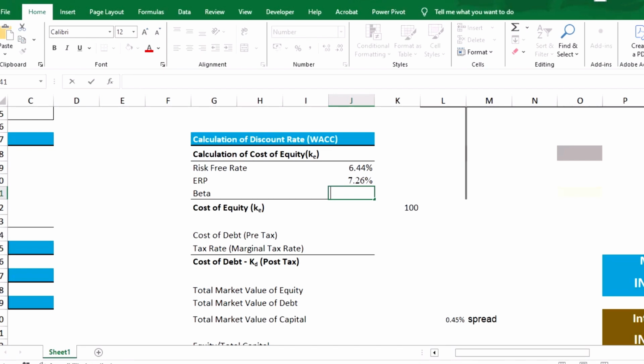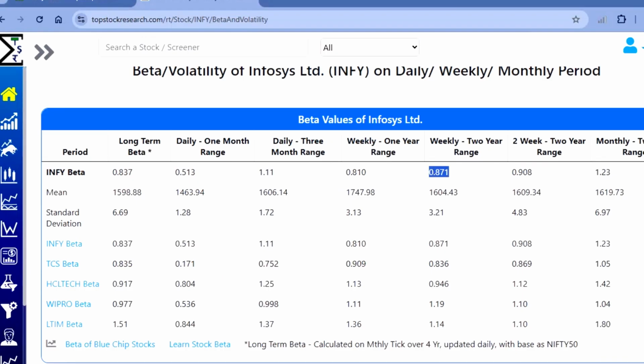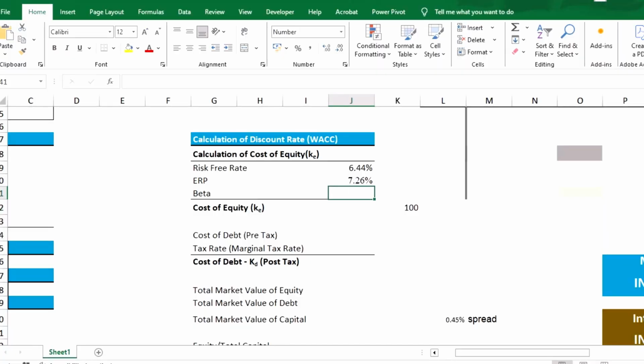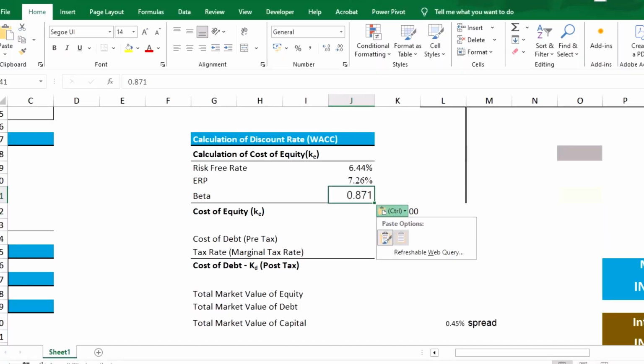Right. Copy, go, I guess. Let's try again, and just paste it over. Yes, we got it.